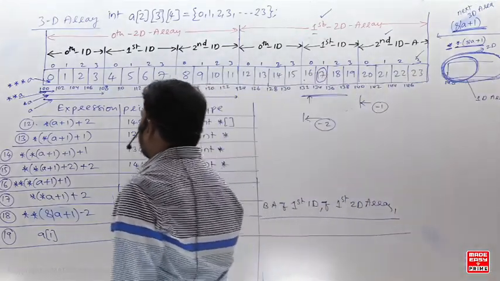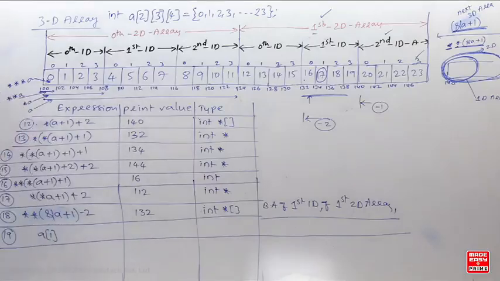A of 1. What is the print value? What is the type? Everything you should write.